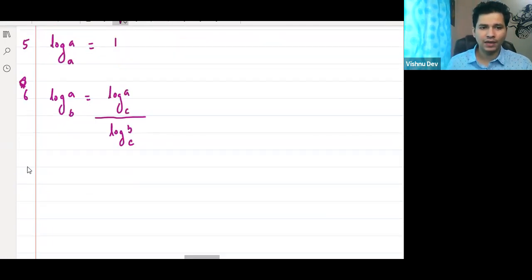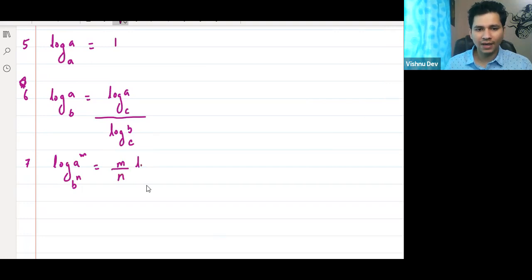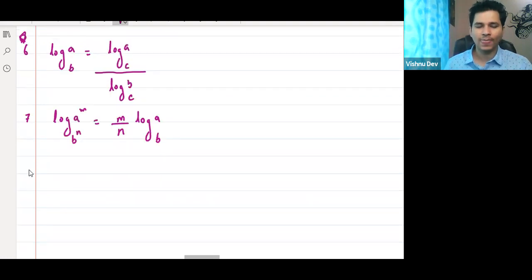Now seventh property. I hope all of you remember. Log A to the power m base B to the power n is equal to M by N log A base B. Very good, correct. M by n log A base B.